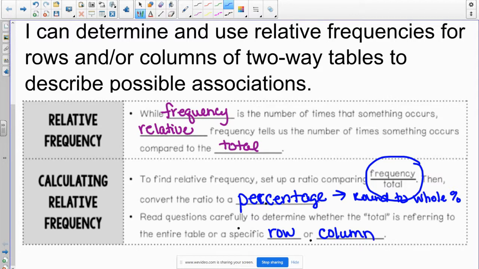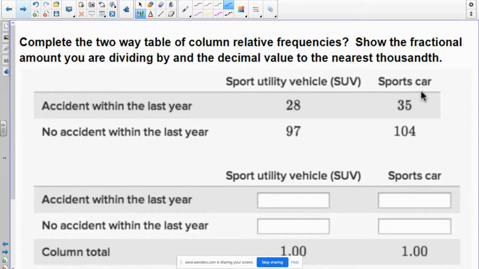So let's get started here. To complete the two-way table with relative frequency, show the fractional amount you were dividing by and the decimal amount to the nearest thousandth. And then, of course, we're going to take it to a percentage. You can do this two ways, but since it has the 1 down in the column total, we're going to do this with columns.